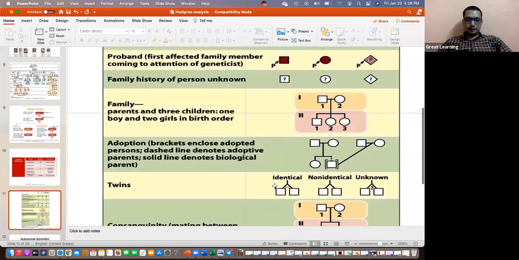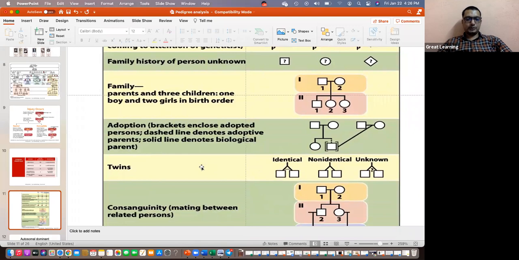Okay, adoption, we are not interested. Twins. I don't think we even use twins, just for the sake of interest and writing it here. So twins, what do you do? When you show the children, instead of showing a line like this and splitting it, you actually split it like this and join it. You join these two lines, meaning they are identical twins. If you don't join it, they are non-identical twins.